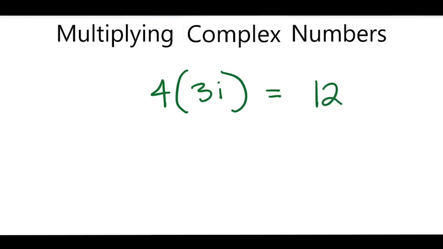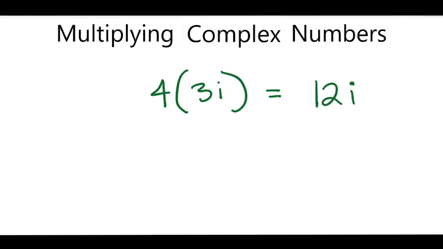Hey guys, today we're going to be multiplying complex numbers. So let's say I have 4 times 3i. We're going to treat this like we were multiplying a constant by a monomial variable expression. So I'm just going to treat this like it's 4 times 3, which is 12, times i. And that's the final answer.